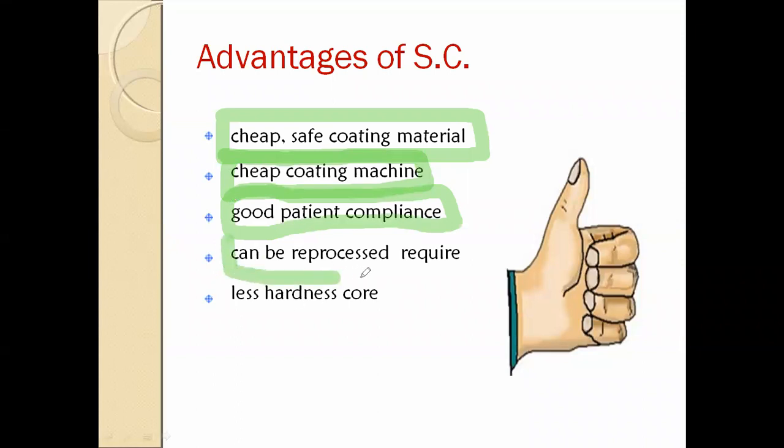And it can be reprocessed if required, and it gives less hardness to the core. So these are some of the specific advantages which sugar coating gives to us.